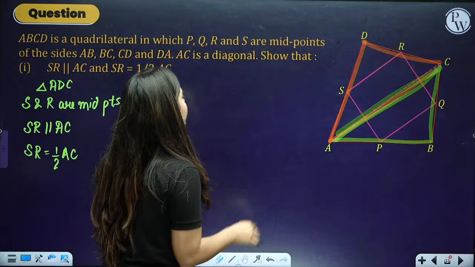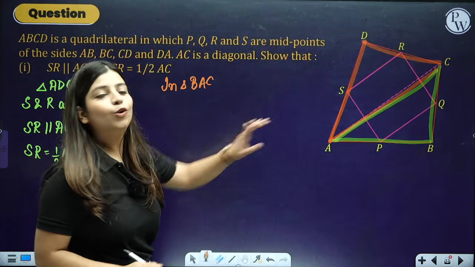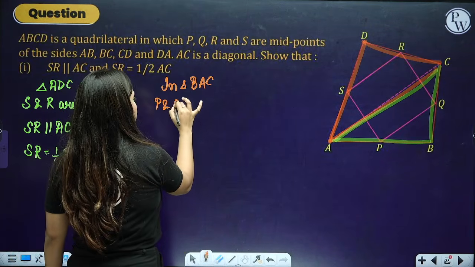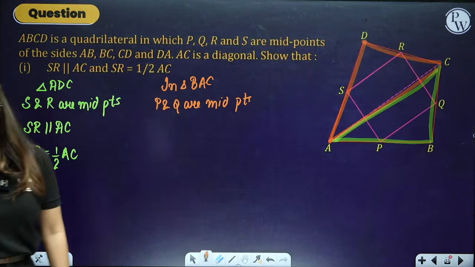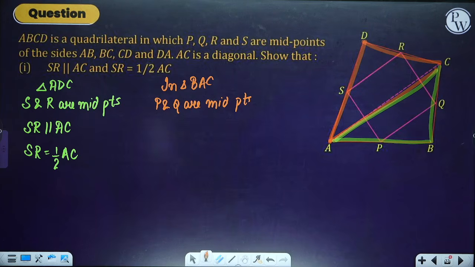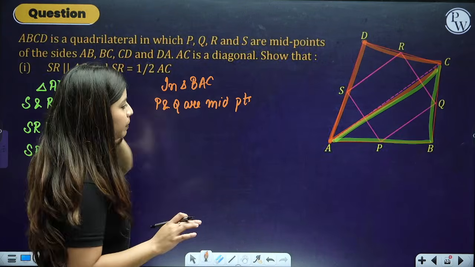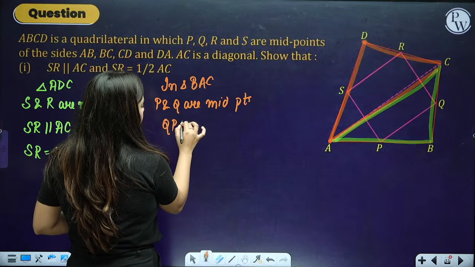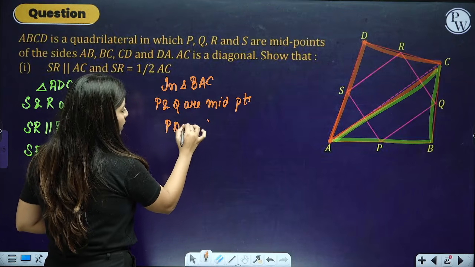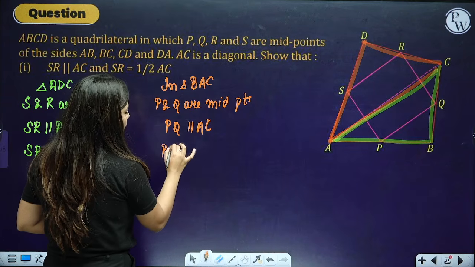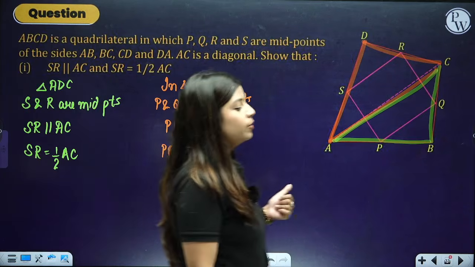Now similarly in triangle BAC, if P and Q are the midpoints, what can we say? If P and Q are midpoints, we can simply say that PQ is parallel to AC and PQ is equal to half of AC. Now PQ is parallel to AC, PQ is half of AC.